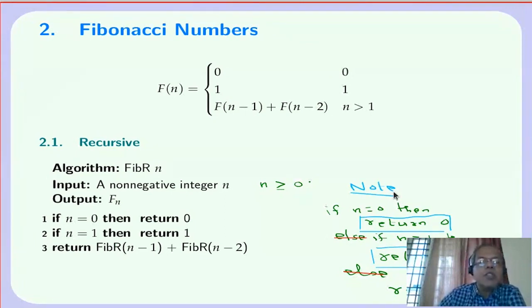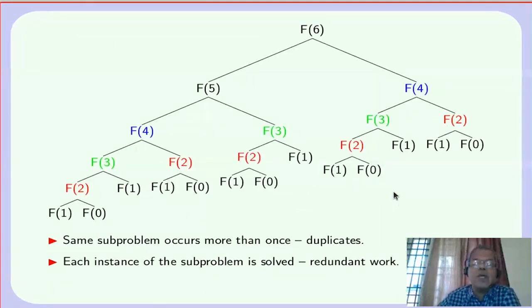Let us trace how this recursive algorithm evolves when it is called with an argument. Let us trace the execution of this algorithm. Let us trace the recursive process. Suppose we call the algorithm with the argument 6. F of 6 is equal to f of 5 plus f of 4. F of n minus 1 plus f of n minus 2. This is the first call.